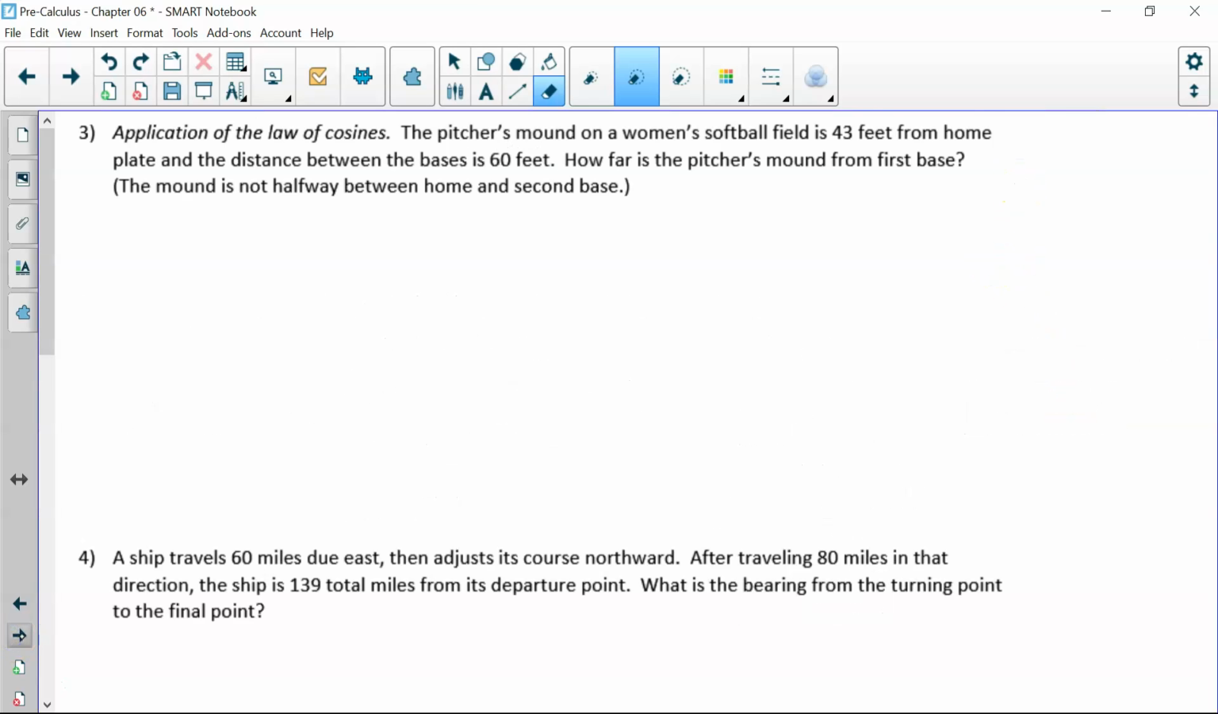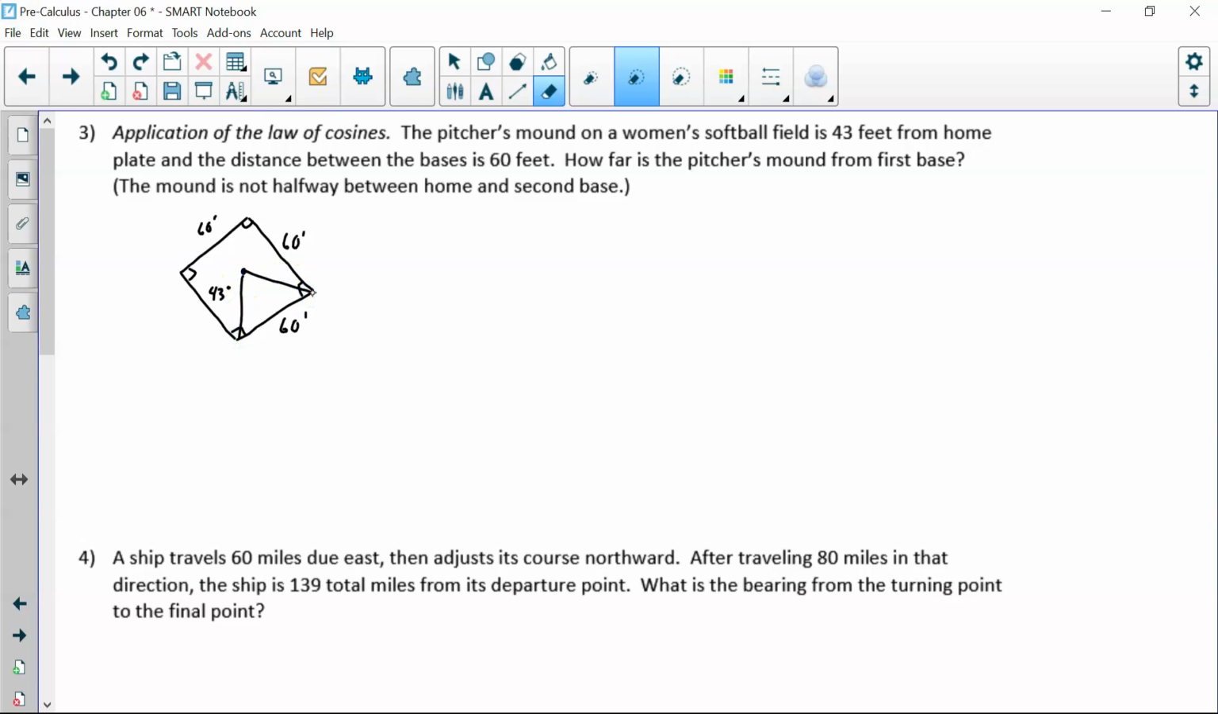Problem number 3, an application. The pitcher's mound in a women's softball field is 43 feet from home plate, and the distance between the bases is 60 feet. They call it a diamond, but it is a square because of the 4 right angles. So it's 60 feet between the bases. Now, the pitcher's mound is back here, and that's 43 feet from home plate.